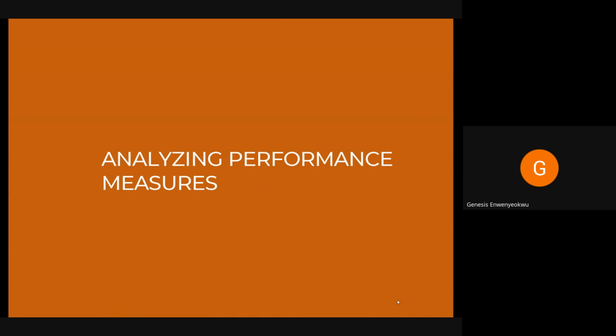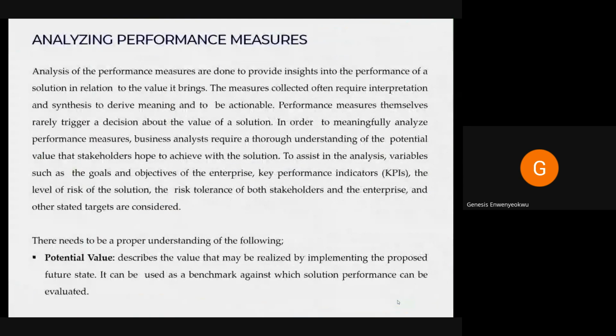All right. Now, analyzing performance measures. You've been able to collect all of your performance measures, quantitative measures and qualitative measures. Now it's time for you to analyze those performance measures. And for you to effectively analyze performance measures, you need to know the expectations of stakeholders. That expectation of stakeholders is what we call potential value. Analyzing performance measures is done to provide insight into the performance of the solution in relation to the value that it should bring.